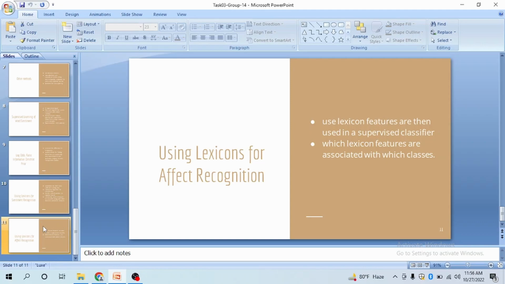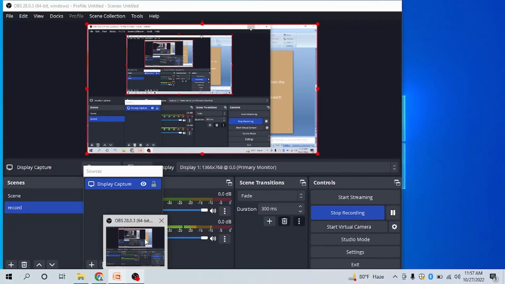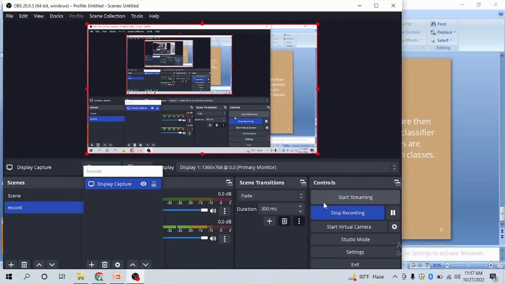However they are defined, these lexicon features are used in a supervised classifier to predict the desired affective category for the text or document. Once a classifier is trained, we examine which lexicon features are associated with which classes. For a classifier like logistic regression, the feature weight gives an indication of how associated the feature is with the class. So that was my part. The other part will be explained by my other group member.